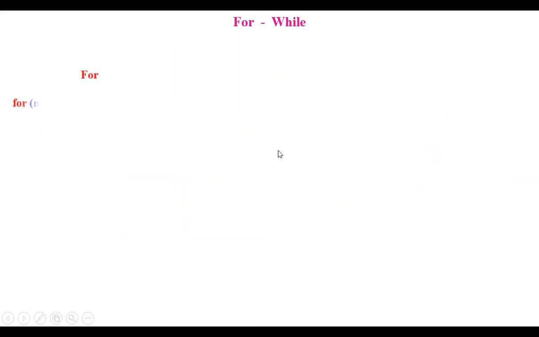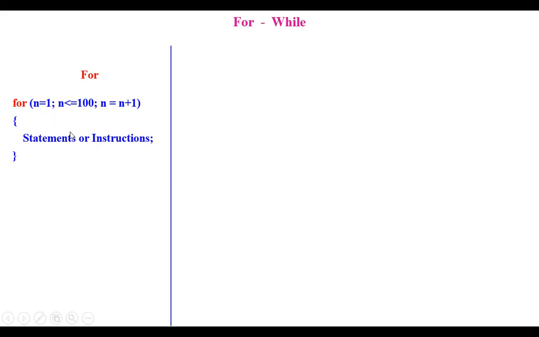Now, let us take an example. Suppose you want to print or do something with 100 numbers, starting with this, the loop will be continued 100 times, because it starts with 1, incrementing is done by 1, right? And up to 100. So these statements or instructions will be in the loop for 100 times.